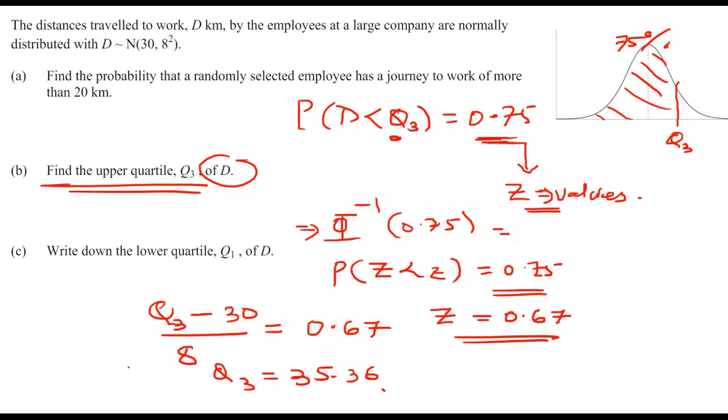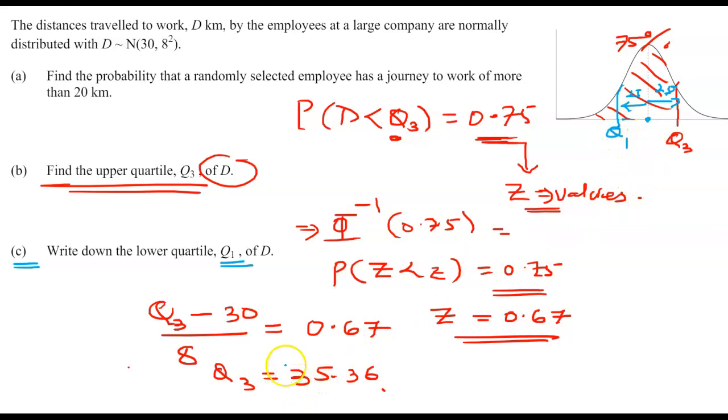All right, part C now. In this part we are finding Q1. We know Q3 is at 75% and Q1 is always 25% below. This is 25% below the median or the mean, and Q3 is 25% above. That means technically Q1 and Q3 are symmetrical.